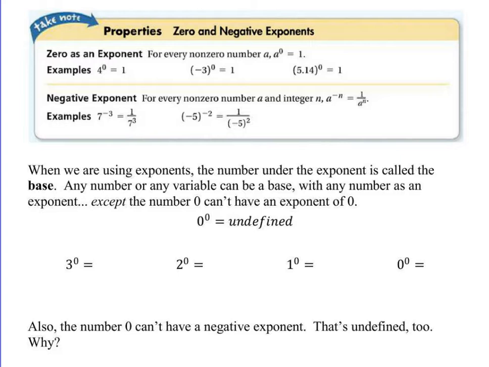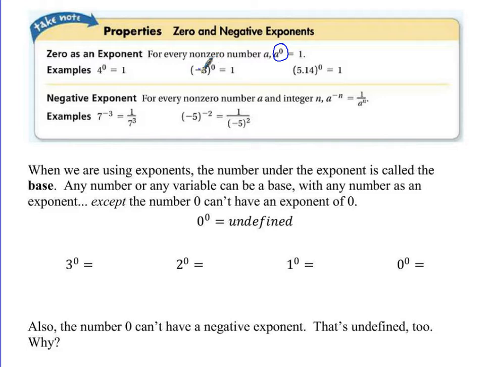Zero as an exponent: for every non-zero number a. That just means if I have some number to the power of 0, something to the 0 power is always 1. So that's something you just have to remember. Anything to the 0 power is 1. That table that you're sitting at to the 0 power would be 1. For example, 4 to the 0 power is 1. Negative 3 to the 0 power is 1.